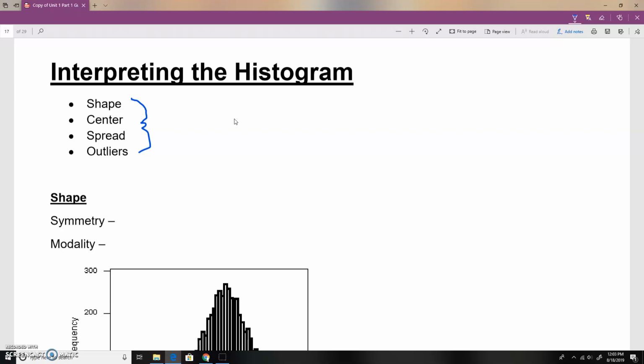As far as shape goes with histograms, the two pieces we're worried about are symmetry, another word for which would be evenness. Basically, can it be split in half and have both sides be the same? The second would be modality, which is how many modes, or the number of peaks. You think about it like mountain peaks. How many mountain peaks are there?